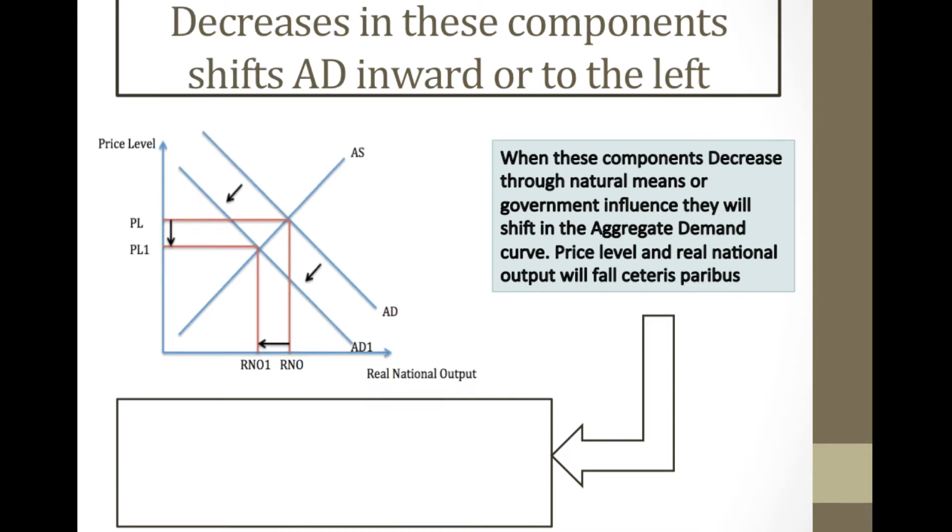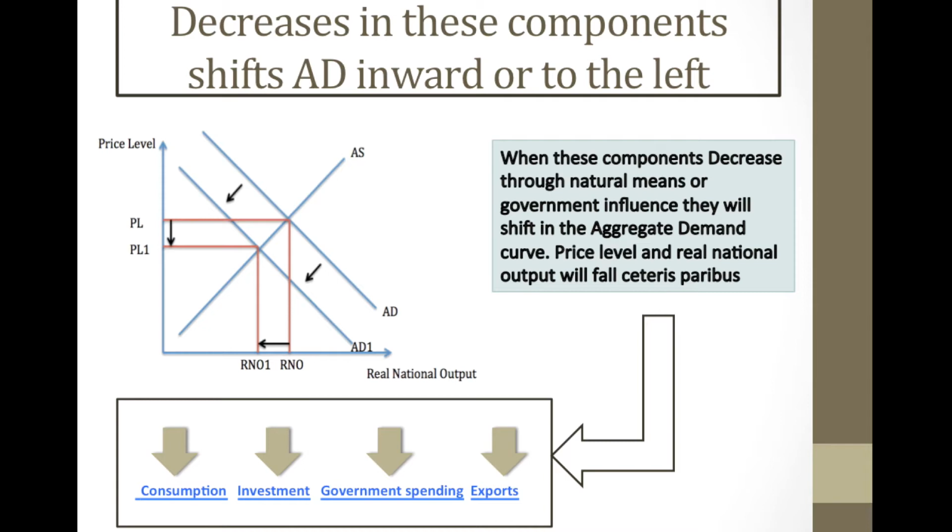So equally, if those components go up, it shifts out. Well, if those components go down, again the opposite happens. So it shifts, AD will shift to AD1, and then you can use these diagrams within your essay to actually analyse and move on to your evaluation.